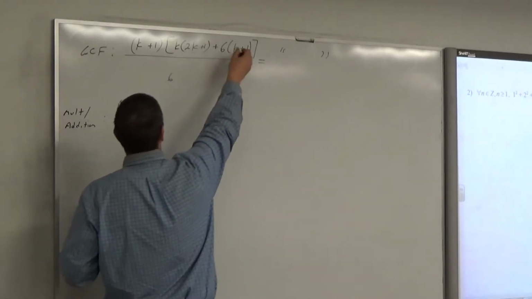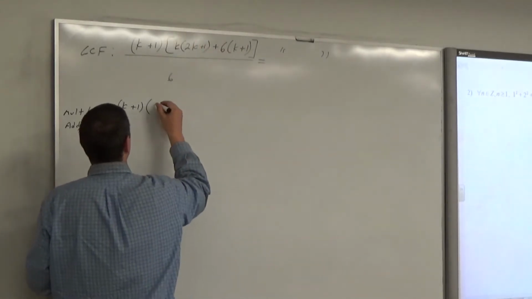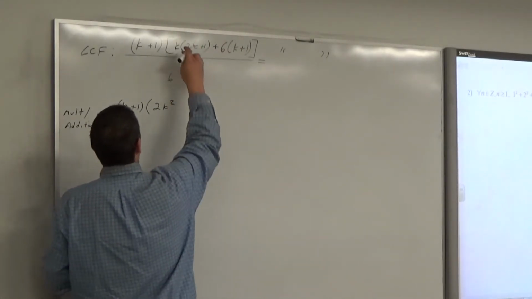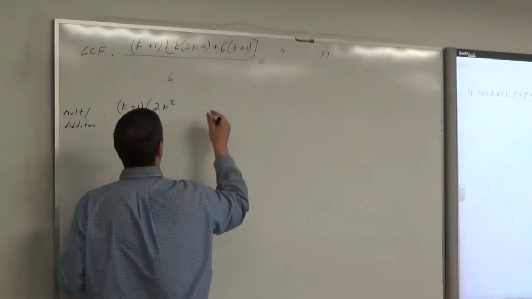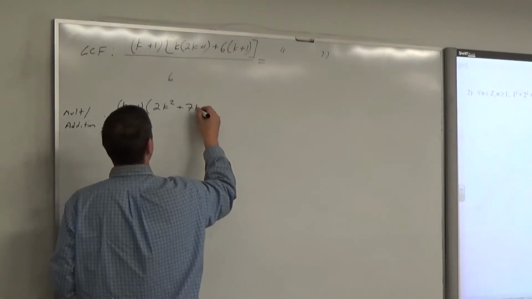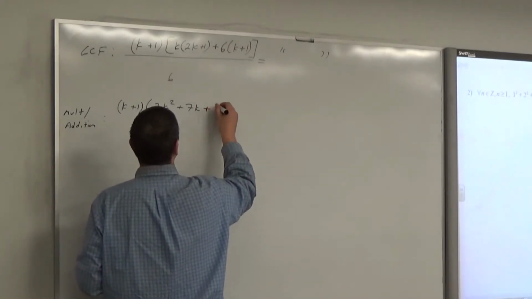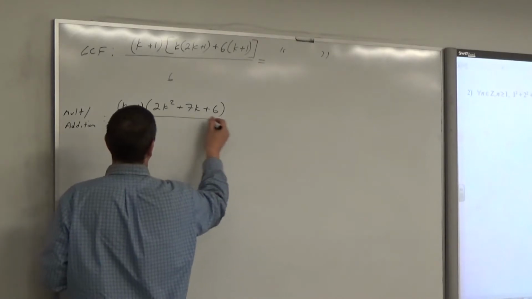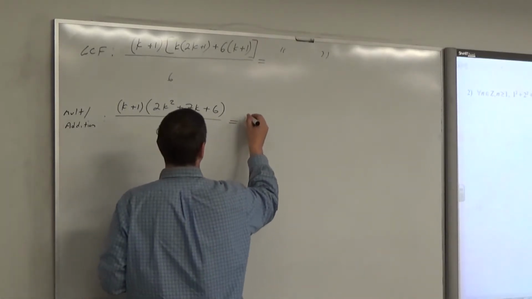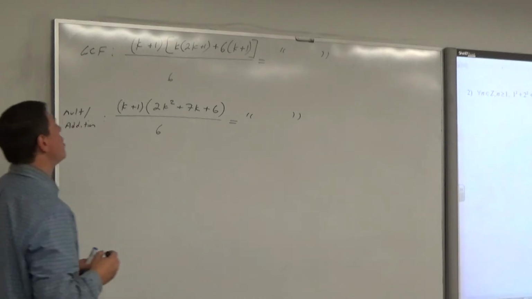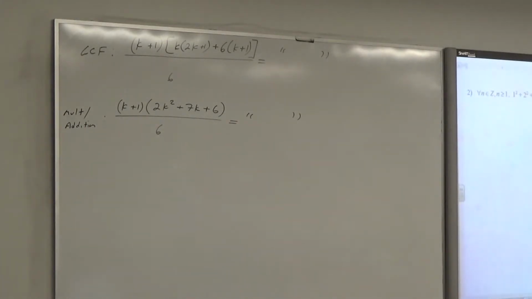If I was to FOIL this animal out, wouldn't I get 2k squared for the first term? I have a 1k and a 6k, so it just becomes 7k. And then I just have 6 times 1, which is a 6, all divided by 6. Like I say, guys, we usually don't like to do that, but in this case, it's unfortunately the only way that we can go with this. Is everyone okay, by the way, with how I FOILed that out and collected like terms? Just our distribution and collection.